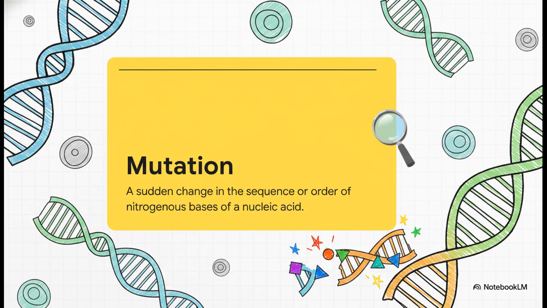Now, before we wrap up, we do have to acknowledge something. This incredibly intricate process of copying DNA during cellular division isn't always absolute perfection. Sometimes a sudden change occurs in the sequence or order of the nitrogenous bases within the nucleic acid. In the world of genetics, we call this a mutation.